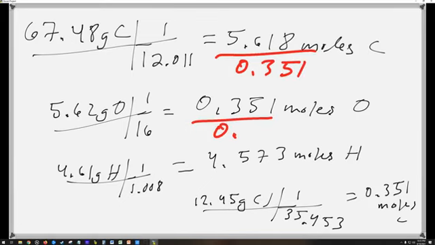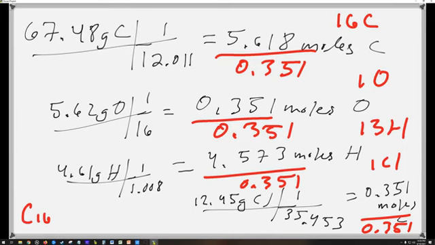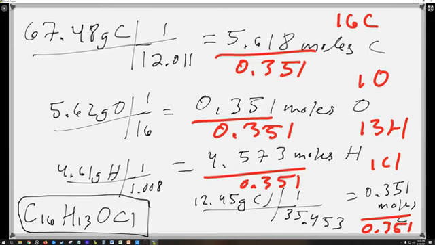We can see that there's 1 atom of oxygen and 1 mole of chlorine. So I'm going to do 5.618 divided by 0.351. I got 16 carbons. I got 1 oxygen. I got 13 hydrogens and 1 chlorine. So we got C16. Let me get a different marker so it's a little clearer. C16H13OCl. What the heck is that? Let's see what that is.